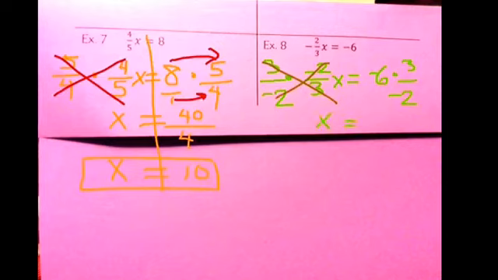On the right side, I'm going to make that negative 6 over 1. So I'm going to have negative 6 times 3, which is negative 18, divided by 1 times negative 2, which is negative 2. So I've got to do negative 18 divided by negative 2. That's going to be a positive 9. So our solution is x equals 9.